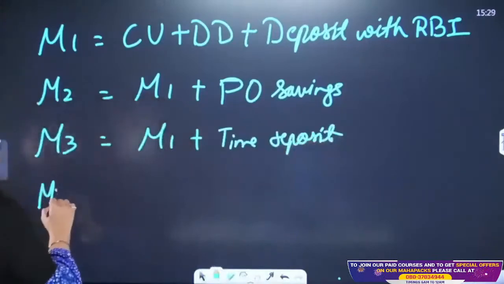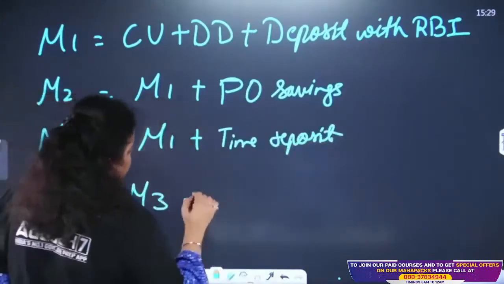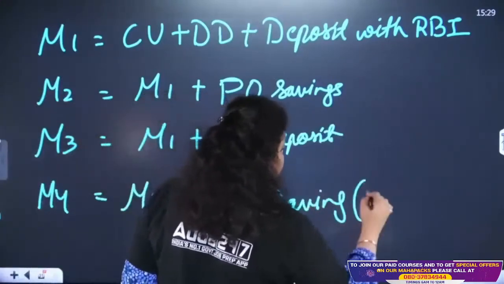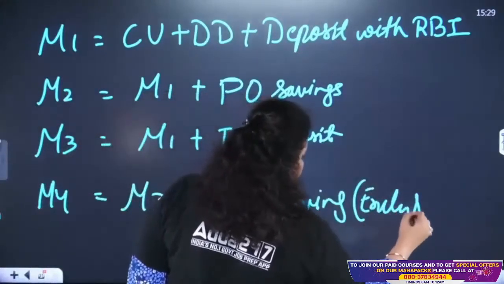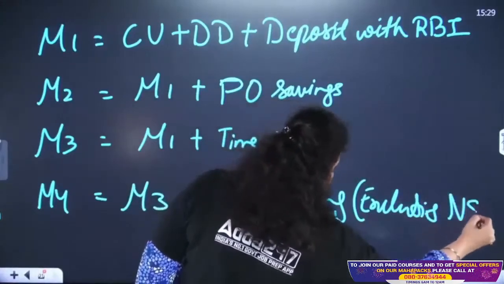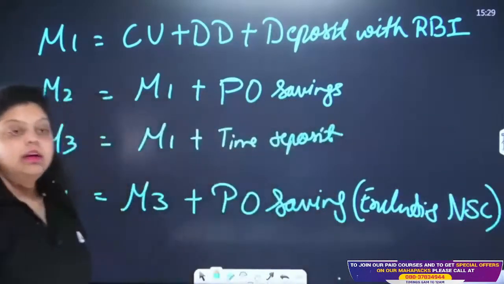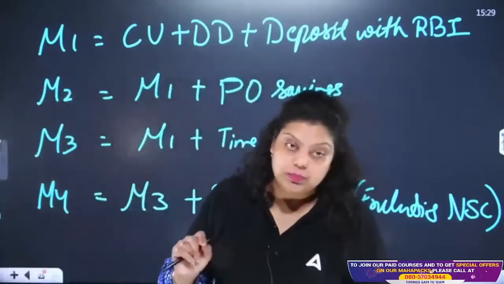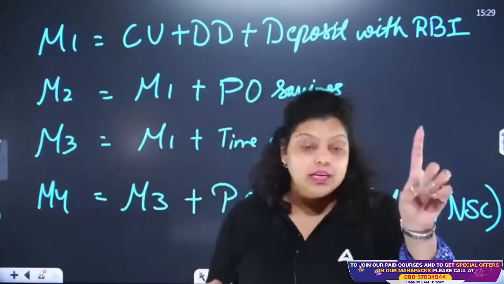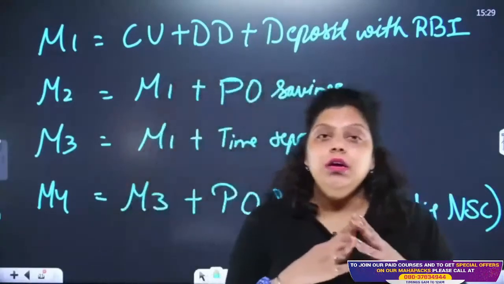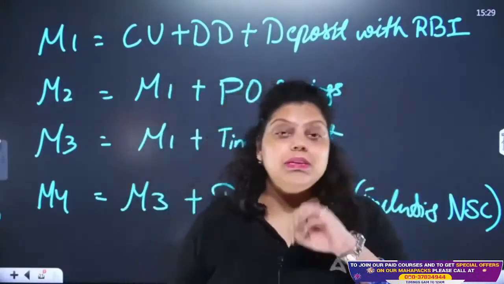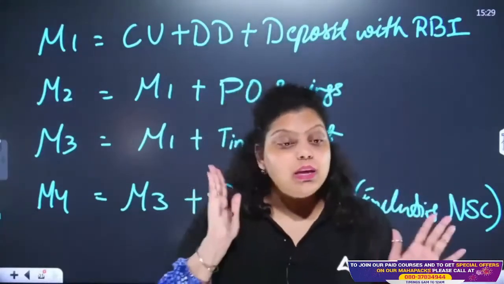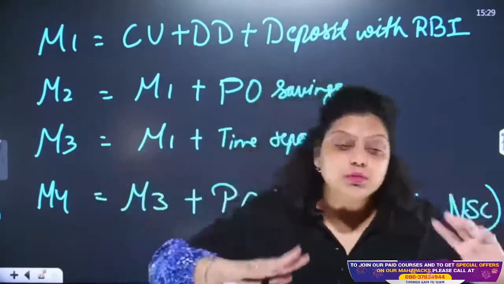And M4 is M3 plus post office savings, but excluding national savings certificate, right? So what is M1? M1 is CU plus DD plus deposit with RBI. CU means currency units, whatever notes and coins the public have. DD means demand deposit, whatever CASA the public have in bank accounts. Then we have deposit with RBI, whatever reserves or deposits RBI maintains.